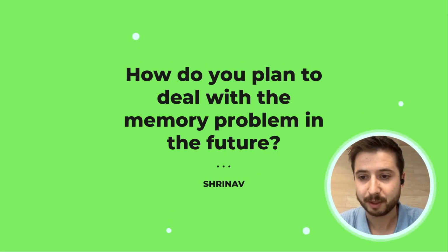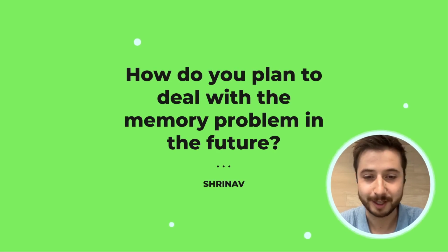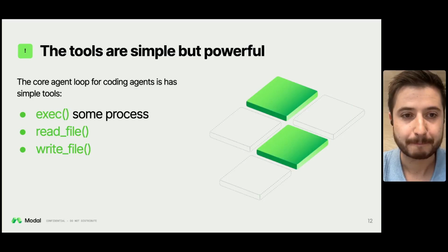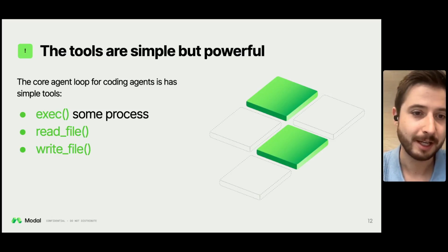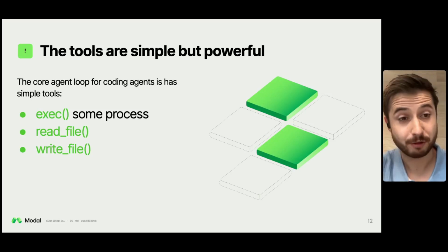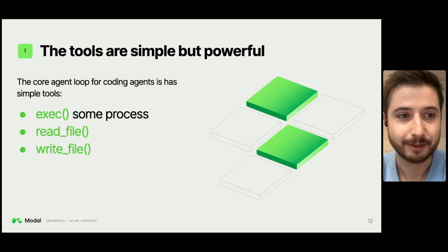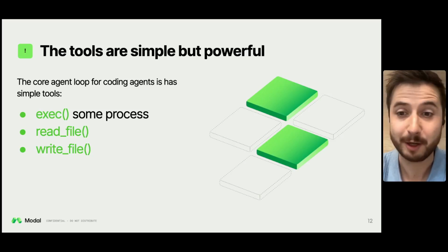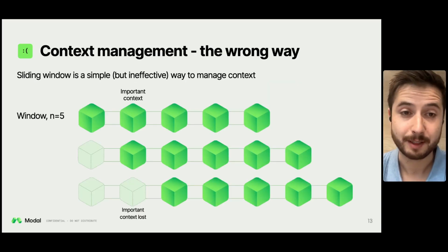How do you plan to deal with the memory problem in the future? What a fantastic question. That dovetails me into the next slide. Back to coding agents, you can't really predict what's going to come out of the tools. These are the basic tools that you generally have with a coding agent: exec, read file, write file. And exec is especially gnarly because, again, that could be anything. It could give you thousands of lines, tens of thousands of lines of standard output, and you just can't really control that. There are ways to sort of manually manage the memory, like the context across multiple turns.